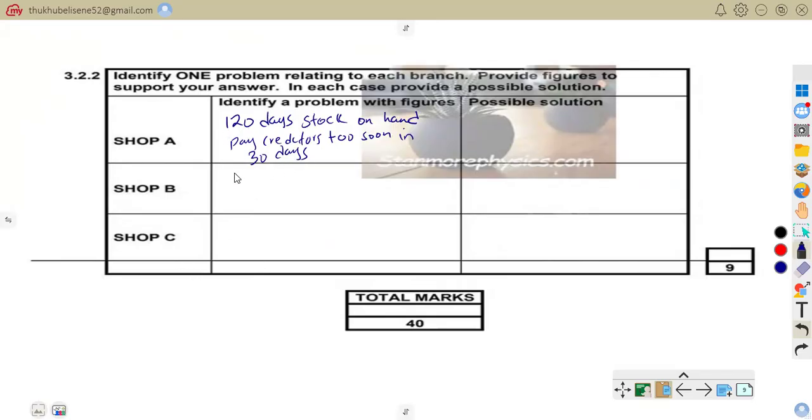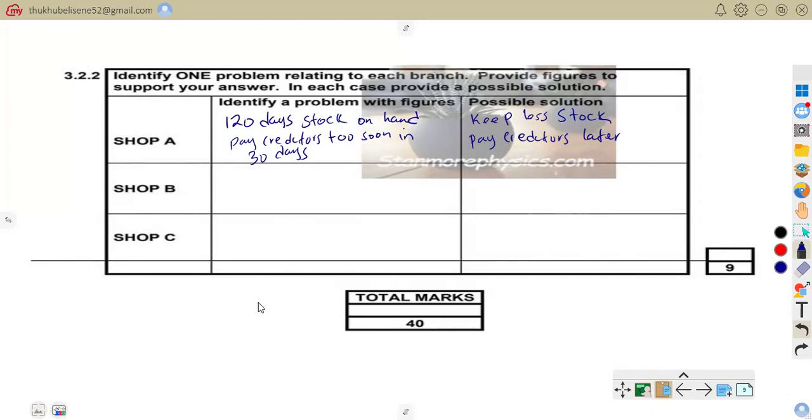And when we were asked to give what? A solution. So solution is to reduce stock level. Keep less stock. That is why we're saying reduce stock level. Then again, pay creditors later. Don't pay them too soon because now you are left without cash. Pay creditors later. So that is that in shop A.